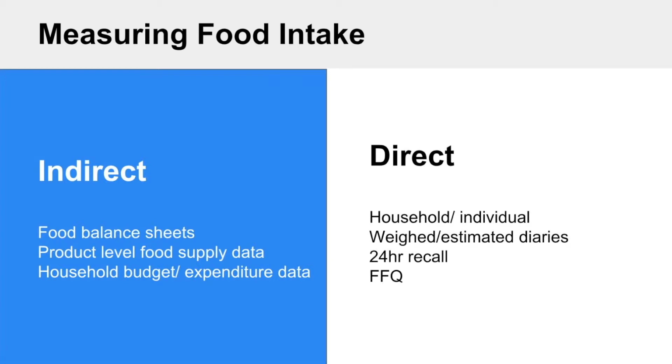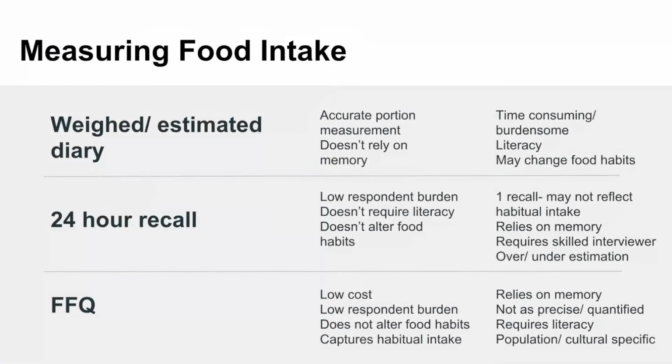Indirect measurements, we can estimate food or nutrient intake by looking at national food availability, product level supply data, or food purchased in a household. And then our direct methods, really what we're most interested in, gives us the most flexibility and the most granular data for modeling later on. The most common methods used would be weighted or estimated diaries, where we ask people to complete a diary over 3 to 7 days, the 24-hour recall, which is a diary, or the food frequency questionnaire as well.